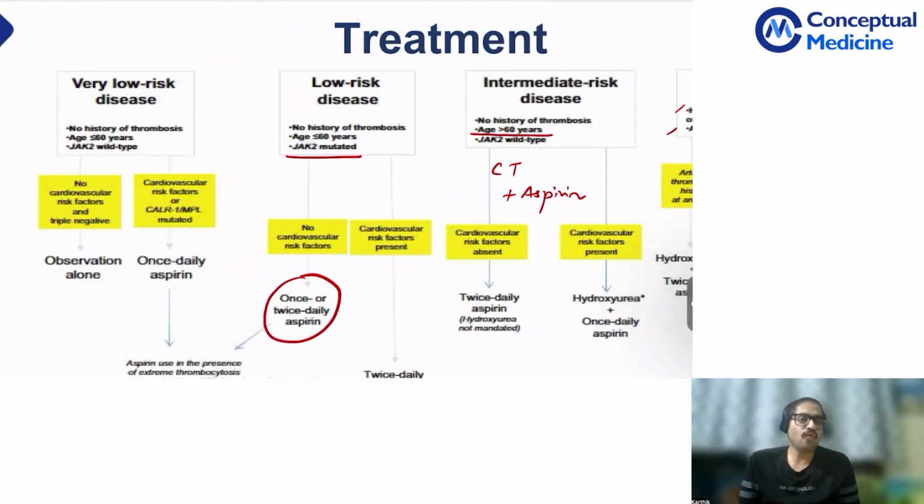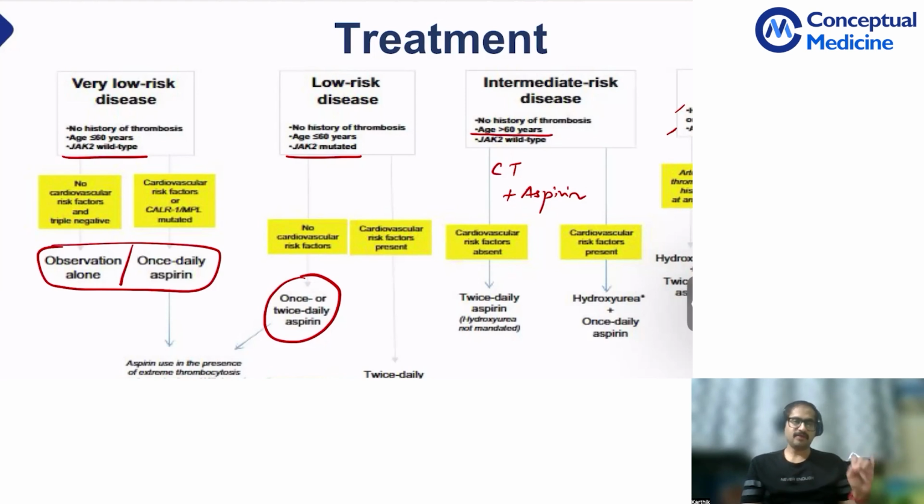Then what is very low risk disease? Age less than 60, no thrombosis, and other mutations, for example CALR, MPL mutations, or triple negative ET. These patients are called very low risk for thrombosis. There you can either follow observation or once daily aspirin. This is sufficient for patients with very low risk. So remember: very low risk, low risk, intermediate, and high risk.